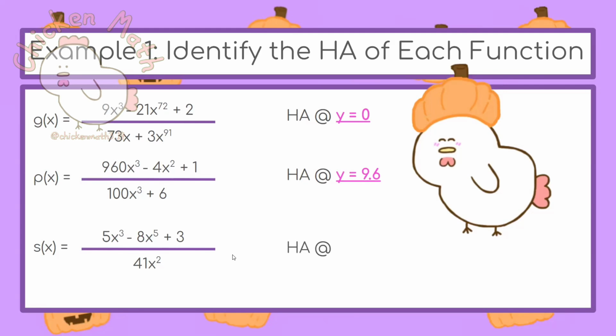All right. And then lastly, s of x, our degree in the numerator is going to be 5, and our degree in the denominator is going to be 2. So since the degree in the numerator is greater than the degree in the denominator, so 5 is greater than 2, we're not actually going to be having a horizontal asymptote.